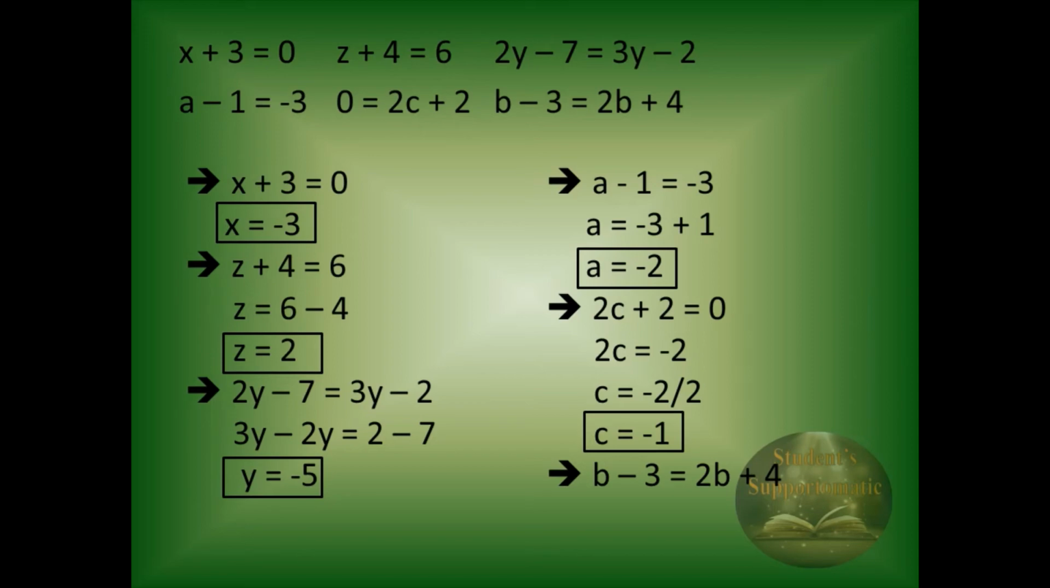Next, the last equation, b minus 3 is equal to 2b plus 4. We collect the b terms on the LHS, then it is 2b minus b is equal to minus 3 minus 4. 2b minus b is b, and minus 3 minus 4 is minus 7. So we get the value of b as minus 7. So by solving these equations, we get the x, y, z and a, b, c values.